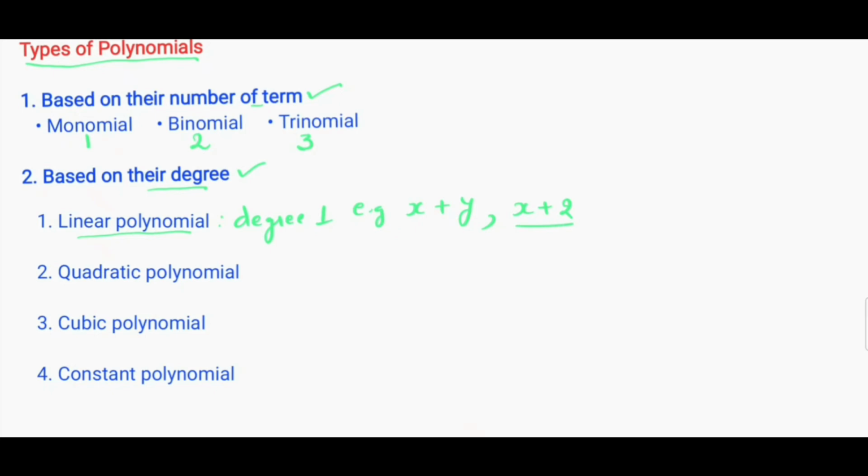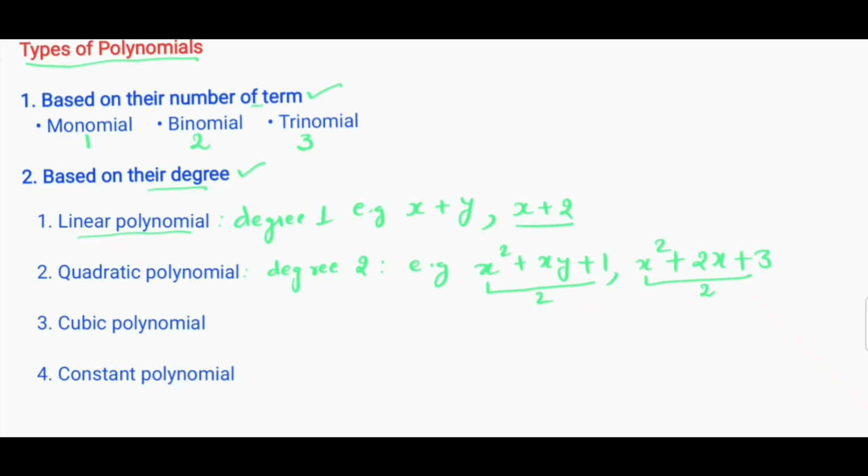Next we have the quadratic polynomial. Quadratic polynomial means the polynomial has degree 2. For example, x square plus xy plus 1, x square plus 2x plus 3. All these are quadratic polynomials because they have degree 2. This has degree 2 and this also has degree 2.